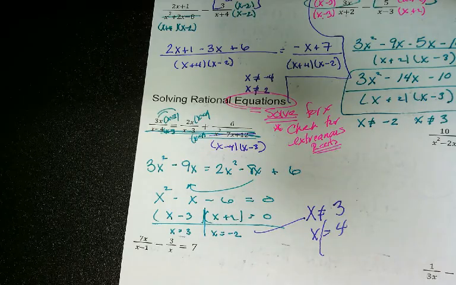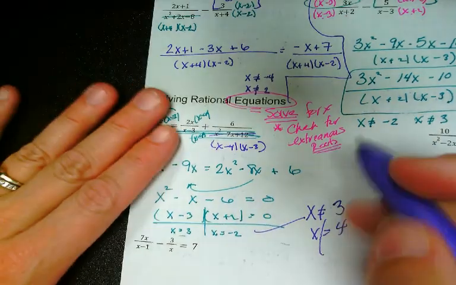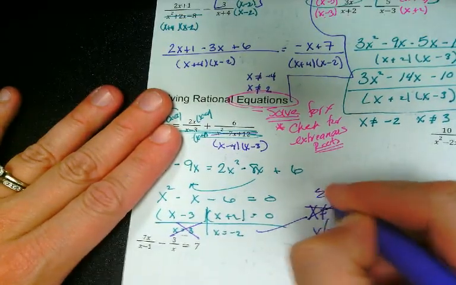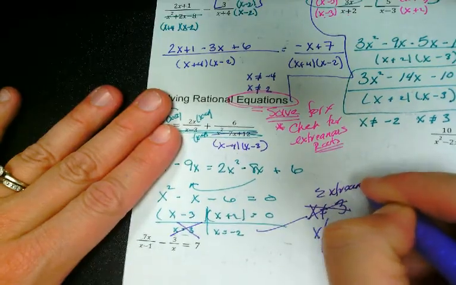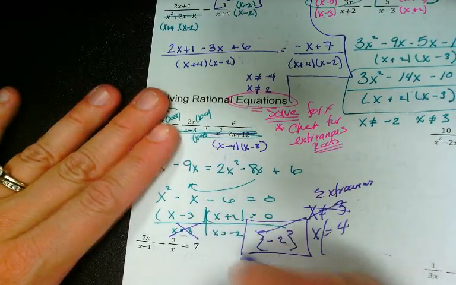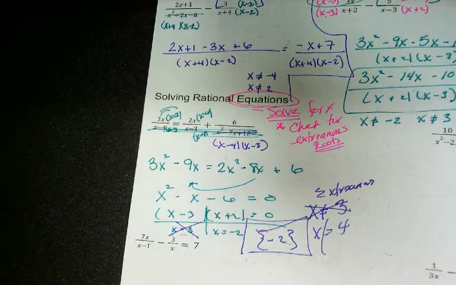So we have a problem with 3. We're going to reject 3. What's that root called again? Extraneous. I know that's in the choices tomorrow, so make sure you understand that word. 3 is extraneous. So my only solution is negative 2. Okay, only solution is negative 2.